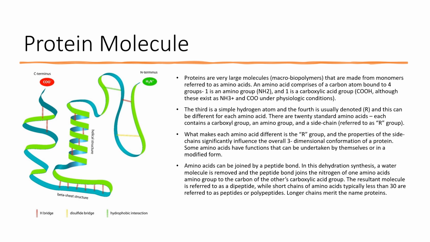Amino acids can be joined by a peptide bond. In this dehydration synthesis, a water molecule is removed and the peptide bond joins the nitrogen of one amino acid's amino group to the carbon of the other's carboxylic acid group. The resultant molecule is referred to as a dipeptide, while short chains of amino acids, typically less than 30, are referred to as peptides or polypeptides. Longer chains merit the name proteins.